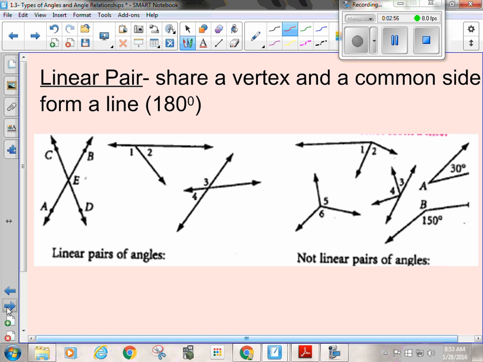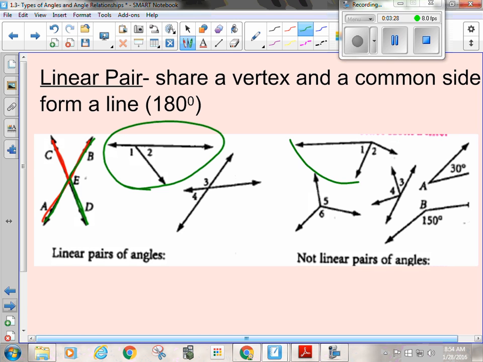Linear pairs share a vertex and a common side to form a line. Okay, so linear pairs of angles. So AEC and CEB, that's a linear pair. Linear pairs make a straight line. We have AED and DEB. Those are also a linear pair. Here we have an example of linear pair. Two angles, now because it says pair, pair implies only two. Two angles that share a vertex and a common side. And they make a line.